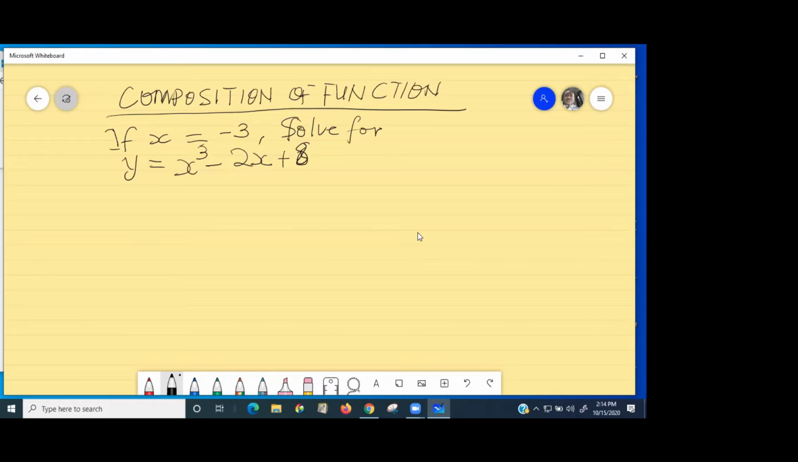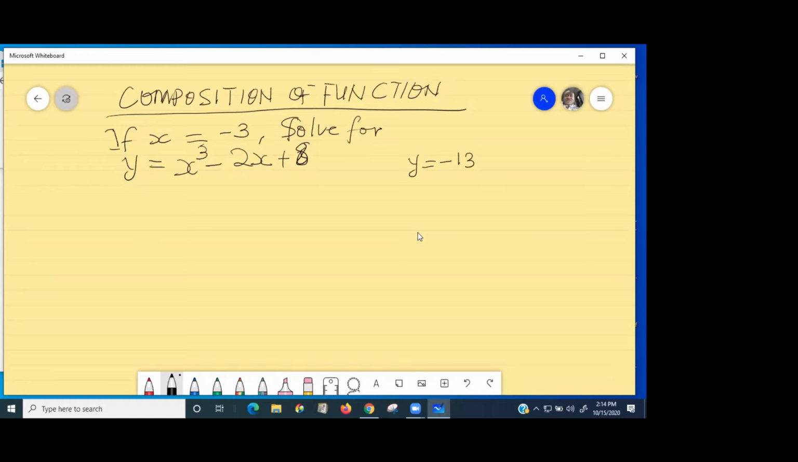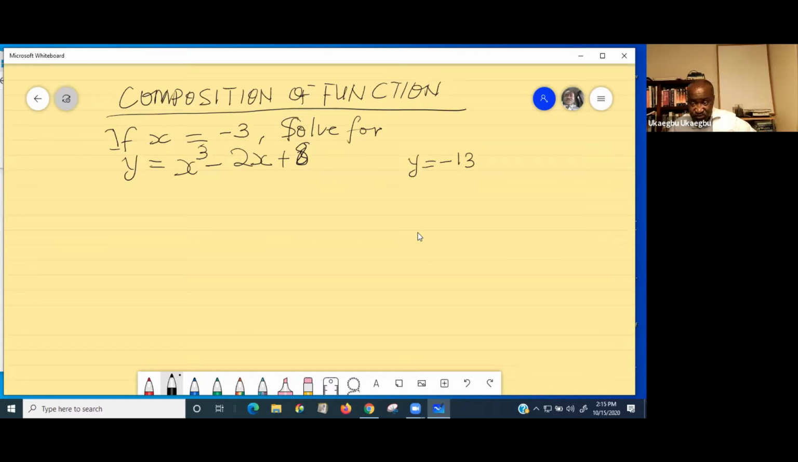Y is equal to -13. Who got the same thing? Who agrees with that? Okay, more people agreed. So for those ones that I didn't hear their voice, who wants to explain how you got that, please? I'm going to write exactly what you say. So let me write solution.